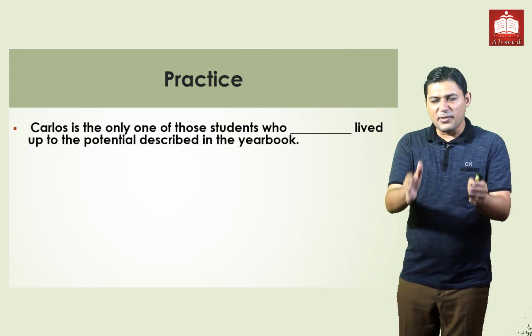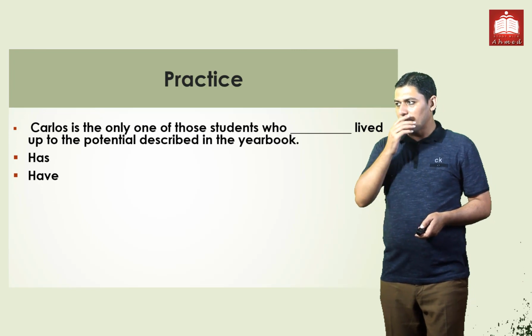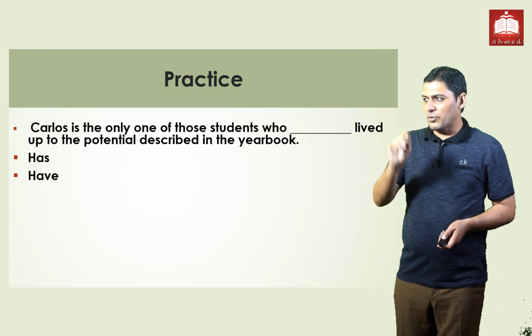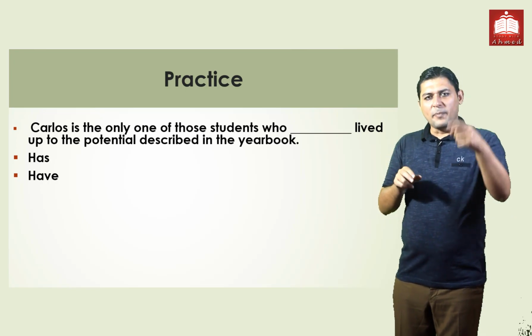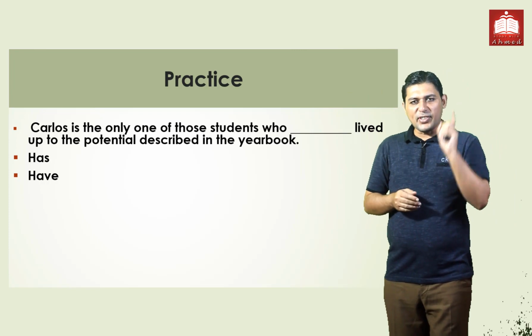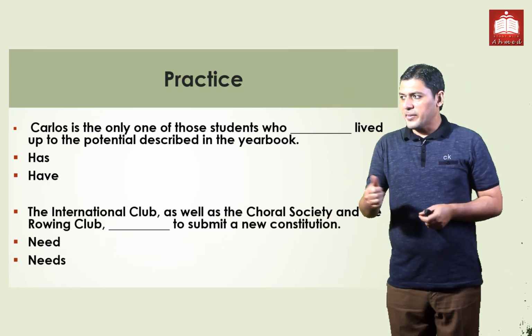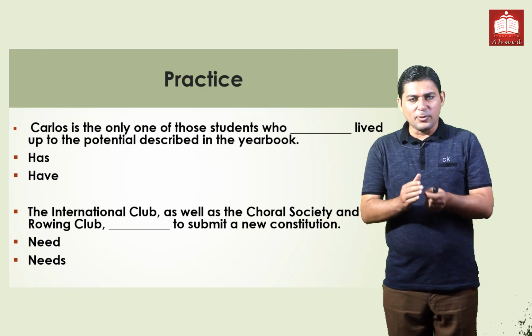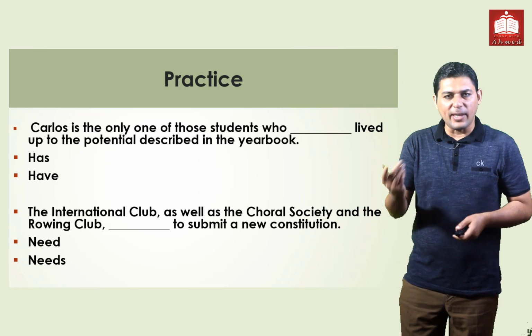So we have practice session or question 1 is mentioned. Carlos is the only one of those students. यहाँ पे has use करते हैं या have आएगा. यहाँ पे one of लिखा हुआ है, जो आपने रूल डिस्कस किए थे उनमें से. तो we are discussing singular subject, तो यहाँ पे has use कर देंगे. नंबर सेकंड सेंटेंस, International club is singular subject. उसके बाद जो एज लेस लिखा है जो भी है सब्जेक्ट is singular, तो यहाँ पे needs आ जाएगा, right.